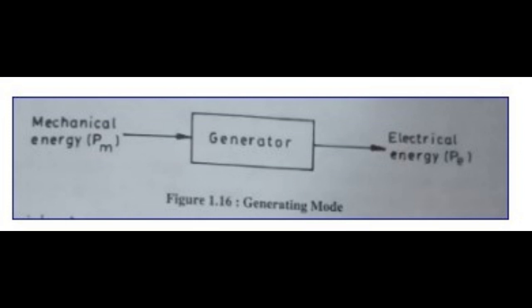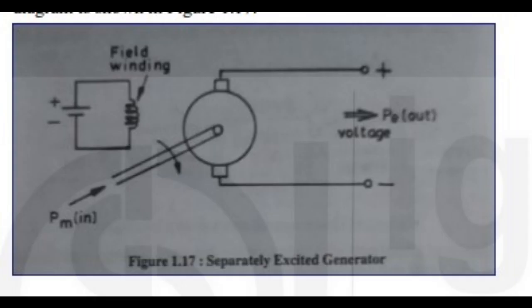Classification of electric machines. On the basis of mode of energy conversion, electric machines can be classified as 1. Generators and 2. Motors. 1. Generators. These are the devices that convert mechanical energy into electrical energy. See figure 1.16. Look at the screen.